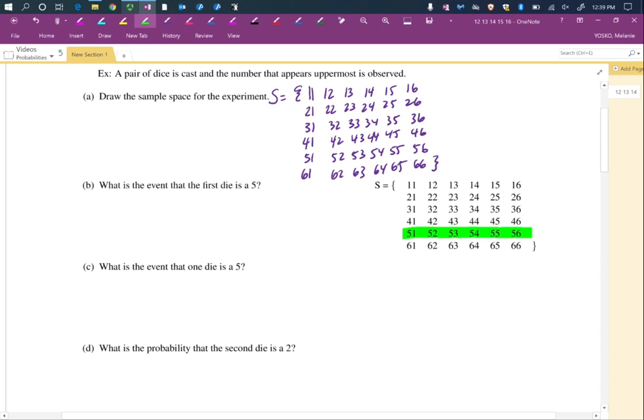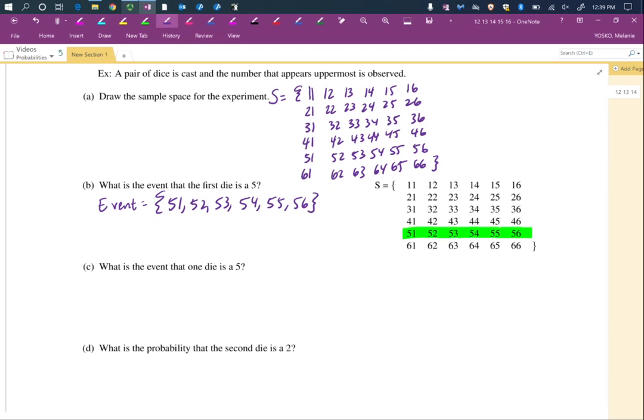And it says, what is the event? We're not talking about probability yet. When you're talking about event, you're just listing the options, listing the outcomes. So the event is the set of those things. 5 1, or it could be 5 2, or it could be 5 3, or 5 4, or 5 5, or 5 6. That's the first die is a 5.